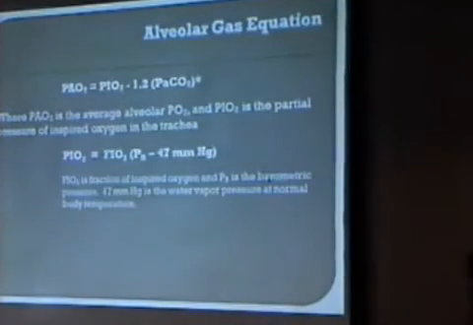Okay, let us do this. This is called the alveolar gas equation. Now we really need your calculator. Okay. How much oxygen is in the room air now? What is the partial pressure?